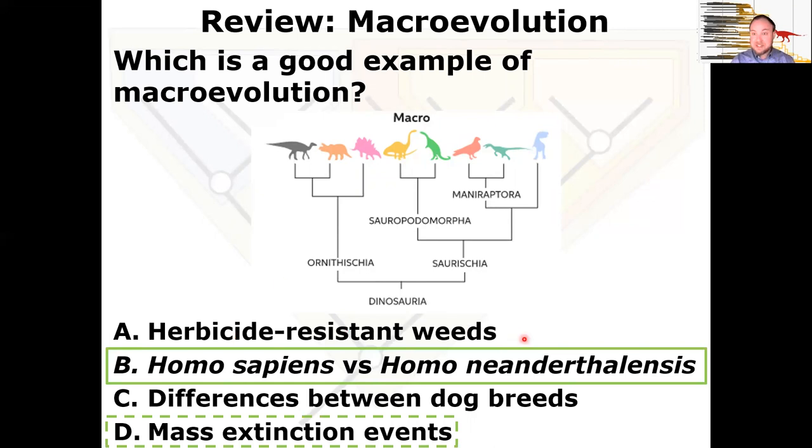Herbicide resistant weeds, that's just microevolution, gradual changes within that weed species. You're not actually creating a new weed species. And then of course, the differences between dog breeds. Dog breeds can look radically different from each other, but they can still successfully interbreed. They still recognize each other as dogs. They are still the same species. And so it's still an example of microevolution, subtle, tiny changes, and in some cases, not so tiny changes within a species without actually creating a new species.